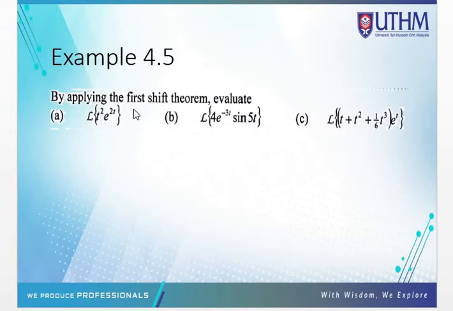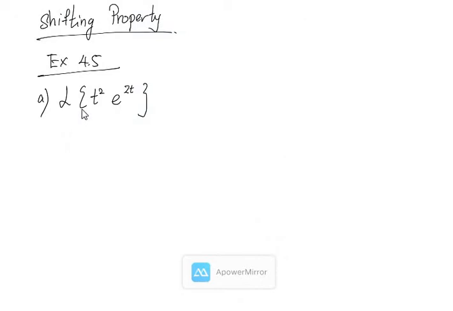Now let's look at the example. Example 4.5: by applying the first shift theorem, evaluate the Laplace transform of t squared exponent 2t. So bear in mind that from the Laplace transform table, you have the Laplace transform of t power of n equal to n factorial divided by s power of n plus 1. Whereas the Laplace transform of exponent at, you will get 1 over s minus a.